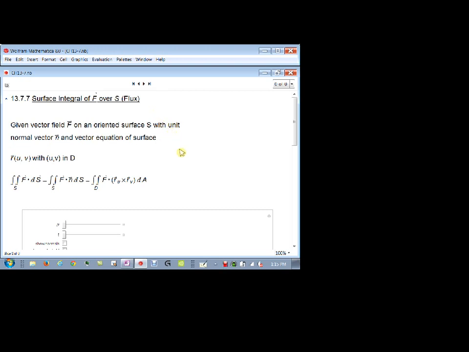Do y'all remember that? When we had a curve and it was closed, do you remember having a positive and negative orientation? Positive was counterclockwise, negative was clockwise. Well, now with a surface, we have this positive and negative orientation also. Positive means out of the surface, negative means into the surface. Got it?